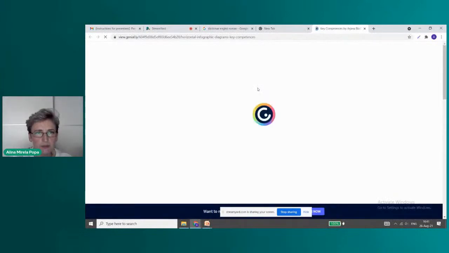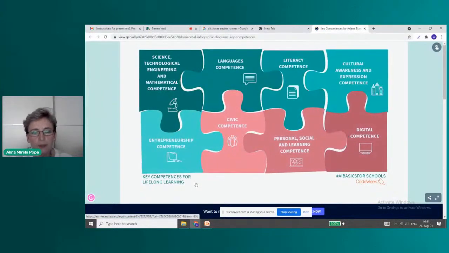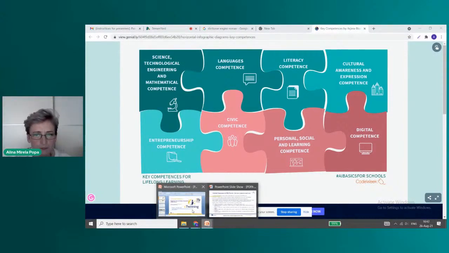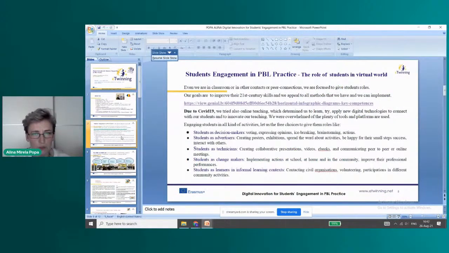The main key competencies for lifelong learning that we want to develop and improve in our students. So it's about technology, competencies in languages, literacy competencies, cultural awareness around the world, civic competencies, entrepreneurship competencies, or personal and social learning. And starting with COVID, the important thing are digital competencies. So this has to be our focus when we teach.